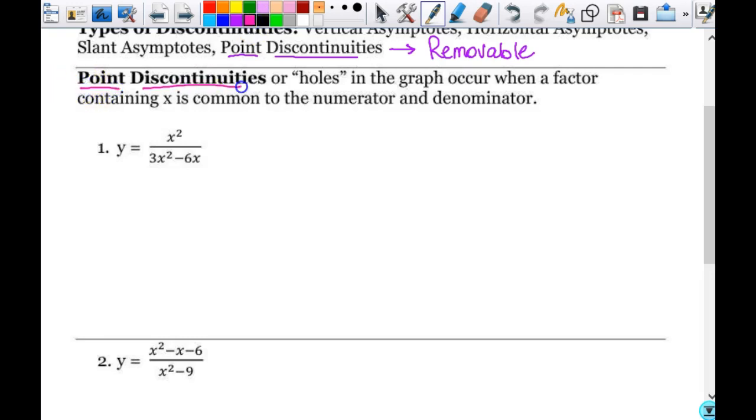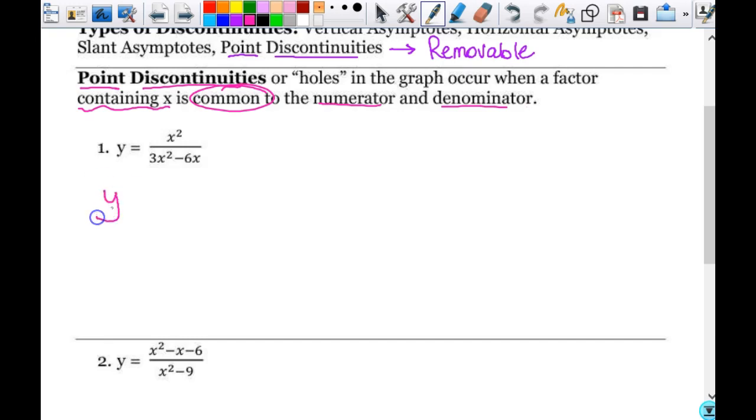Point discontinuities, or holes in the graph, occur when a factor containing x is common to the numerator and denominator. So if it's not obvious, then you need to factor it out. Even if it is kind of obvious, you still need to factor that out. Okay? So when we look at number 1, this is a rational function.